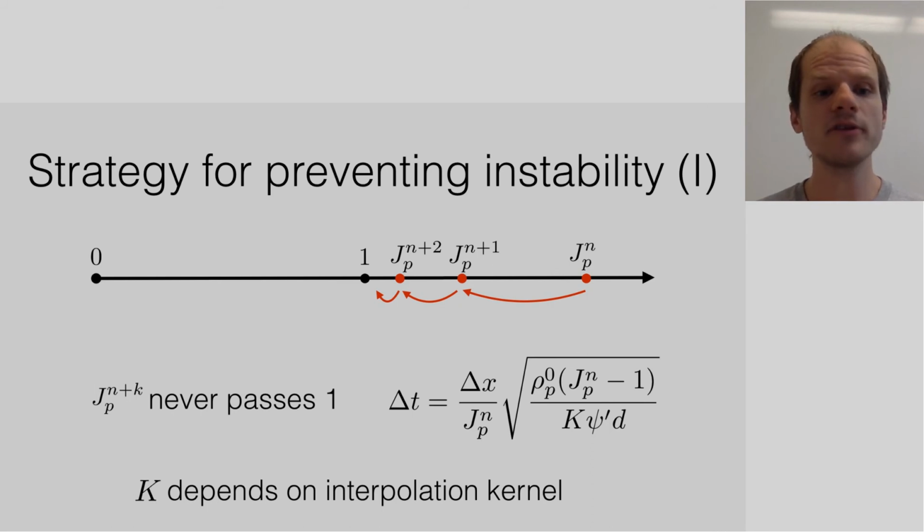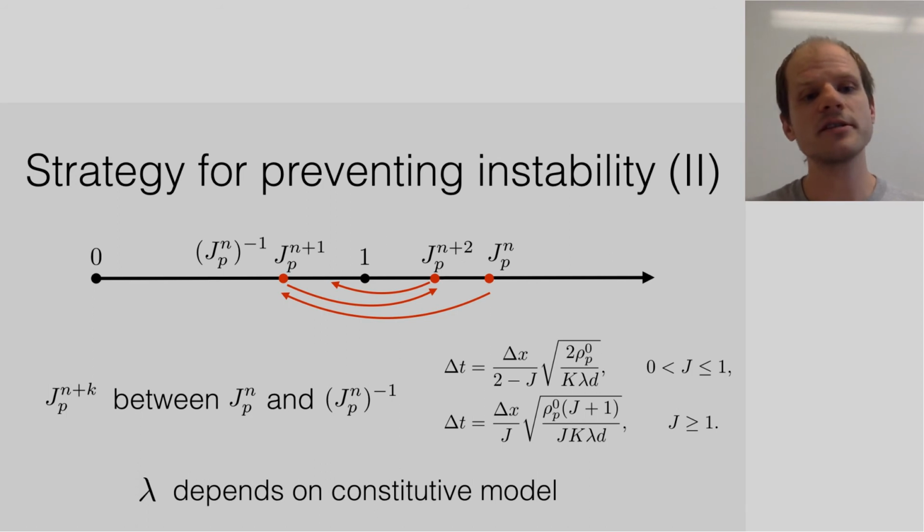Here, k is a constant that depends on the interpolation kernel that is used, and d is simply the spatial dimension. An alternative strategy that lets us take larger time step sizes is to allow j to overshoot 1, but to bound how much it's able to do so. In our case, we require that j continue to stay within the range between j and 1 divided by j. The time step requirement that achieves this is shown at the right, where lambda is a constant that is computed off of the constitutive model.